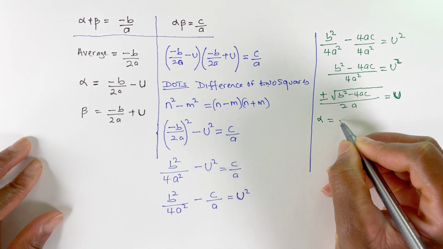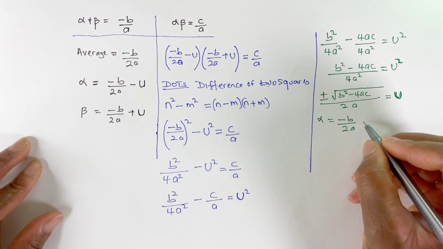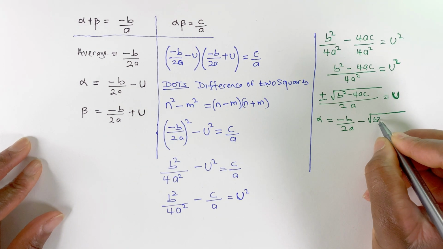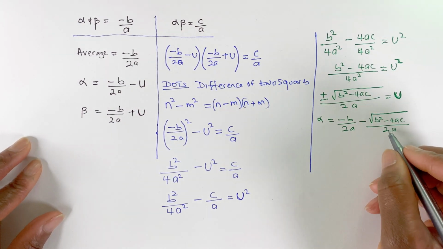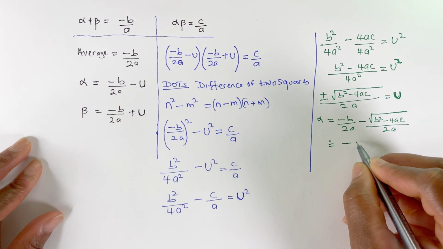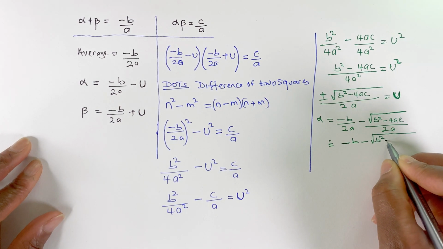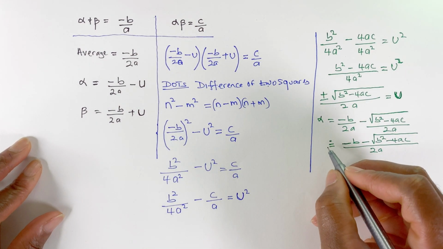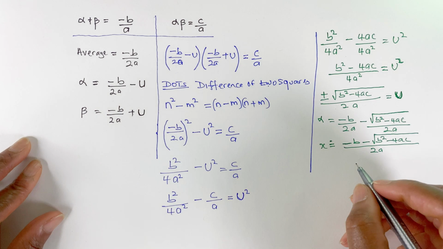So my alpha will be minus b over 2a. I'm going to replace the u with minus square root b squared minus 4ac over 2a. You can see they have the same denominator. So that will become minus b minus square root b squared minus 4ac over 2a. So that's a quadratic formula. That's one root. That's x equals to that because x equals alpha. You can see earlier we said x equals alpha.